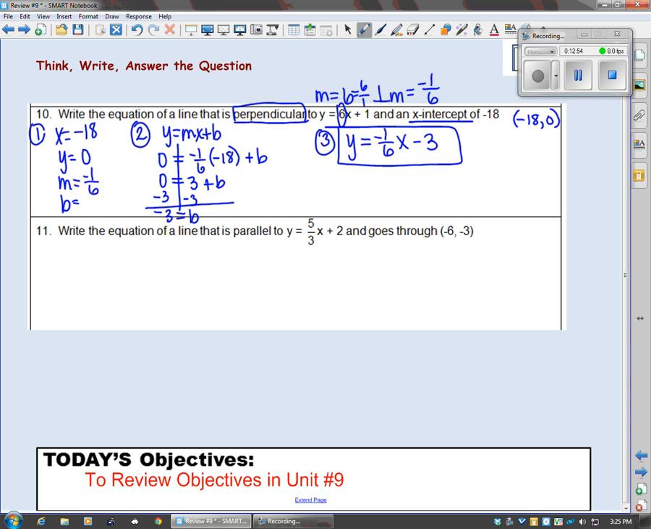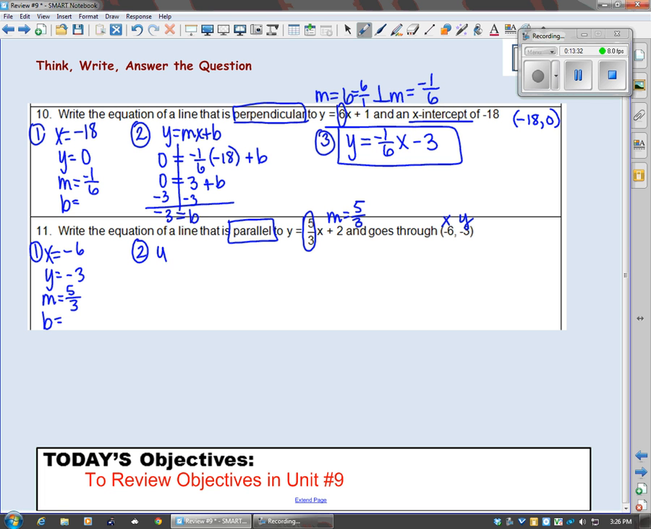Okay, number 11. Write the equation of a line that is parallel to y equals 5/3 x plus 2 and goes through negative 6, 3. Parallel has the same slope. This slope is 5/3. A parallel slope will be 5/3. So when we do step 1, x equals, y equals, m equals, b equals, x is negative 6, y is negative 3. That came from the given point. Then your m, since it's parallel, it's exactly the same.